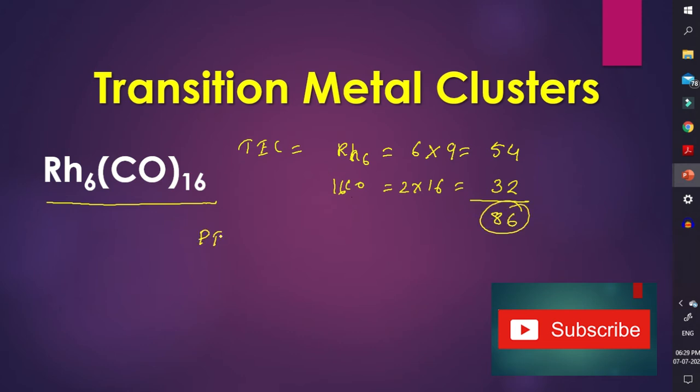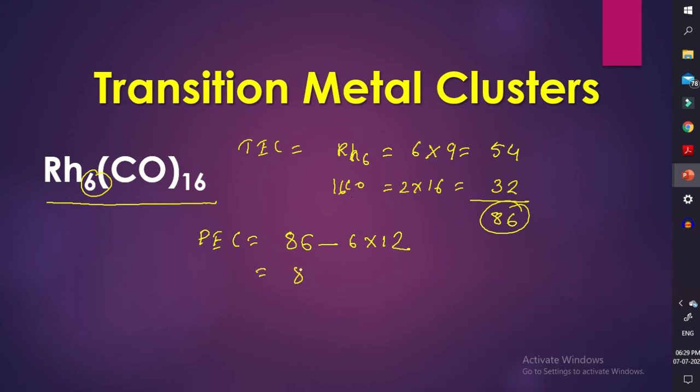Now for the PEC, the polyhedral electron count, we have to subtract n into 12 from 86. What is n? n is 6. So 86 minus 6 into 12. 6 into 12 is 72, so you get 14. Now according to the rule, x is the variable denoted by PEC by 2. Here PEC is 14, so 14 by 2 is 7.